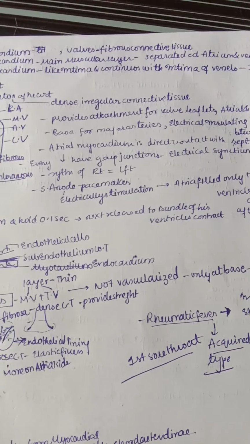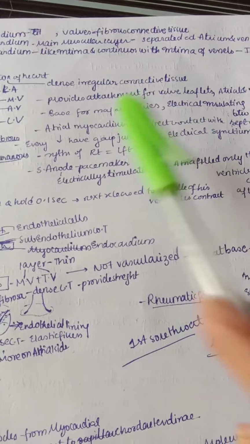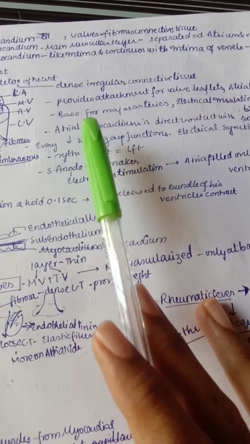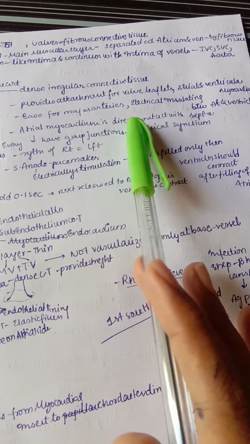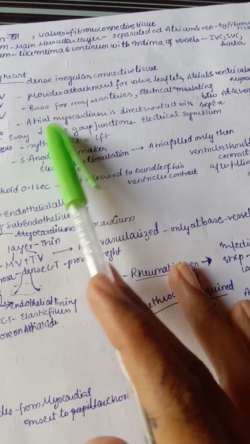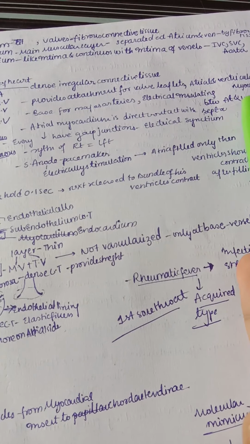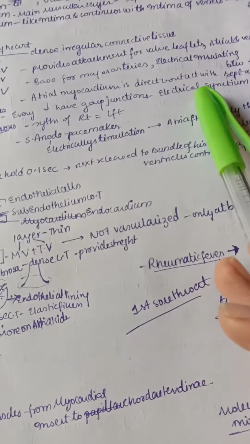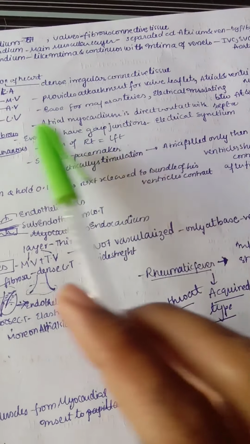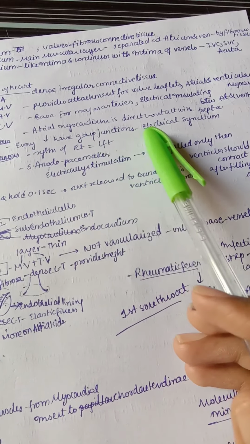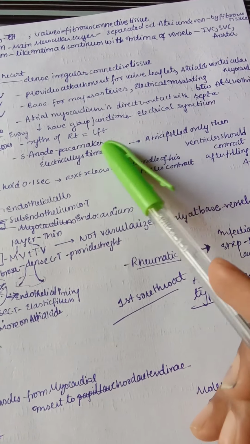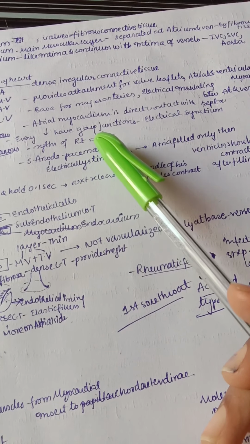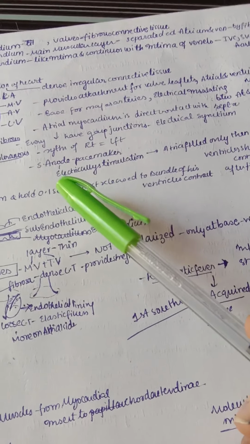Now let us check out some important functions of this fibrous skeleton. It provides the attachment for the valve leaflets and for the atrial and ventricular myocardium. It is a base for the major arteries, and also provides electrical insulation between the atrium and the ventricle. The atrial myocardium is in direct contact with the septa, and every atrial myocardial cell has gap junctions, forming an electrical syncytium. The rhythm of the right and left heart is also maintained because of conduction pathways. We are going to see it in the future.